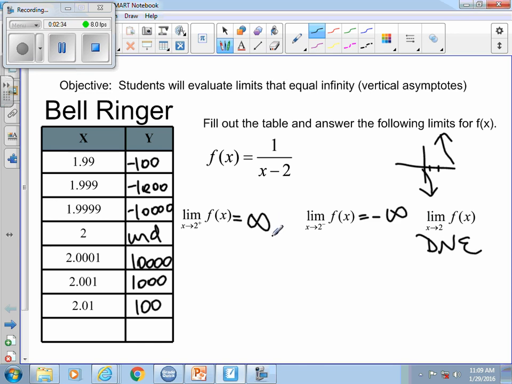So remember the absolute value problems, how you knew the answer was either 1 or negative 1 from the left and right. You just had to decide if it was positive or negative. On vertical asymptotes, we know the answer is either infinity or negative infinity on the left and right. I just have to decide which one. So that's what we're going to be doing today: limits at vertical asymptotes.